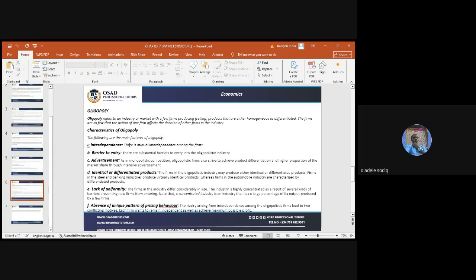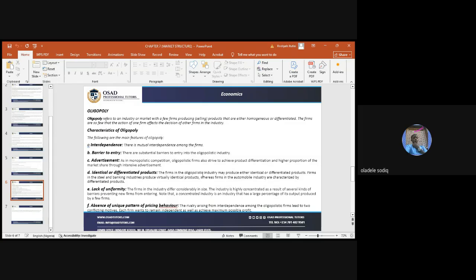We do different things. Another characteristic is what we call barrier to entry. There is barrier to what? Entry. That is, there is no free entry and exit. Then we also have advertisement. Unlike that of monopolistic competition, oligopolistic firms also strive to achieve product differentiation and a higher proportion of the market share through intensive advertisement.